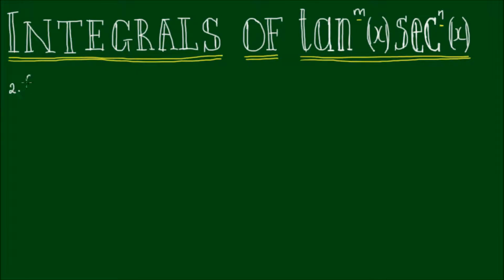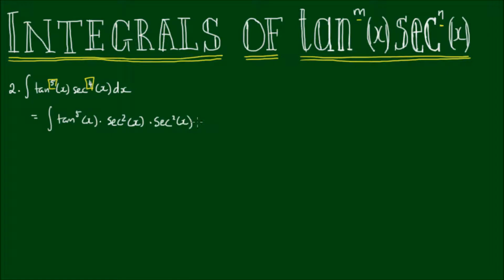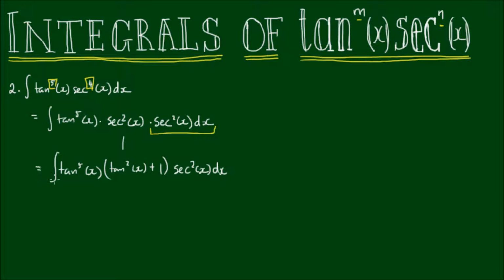Okay, for case number 2, let's investigate tan to the fifth power of x by secant to the fourth power of x. And this is a case where the power of the tangent can be any power, but the power of the secant term must be an even power. This integral I can rewrite as the integral of tan to the fifth of x by secant squared x and by secant squared x again. So I reserve a secant squared x dx, and then using the identity that secant squared x is equal to tan squared x plus 1, I can rewrite this integral again as tan to the fifth of x by tan squared x plus 1 secant squared x dx.